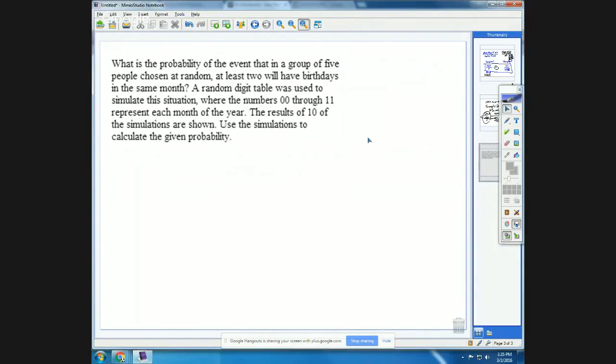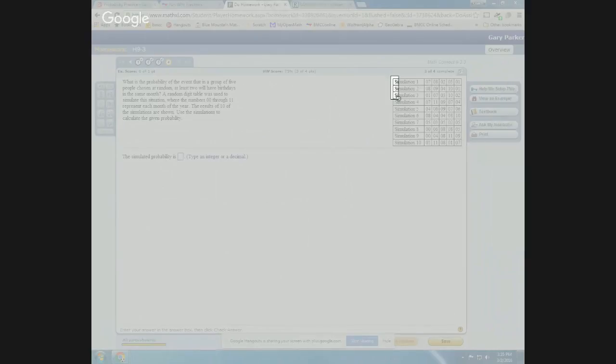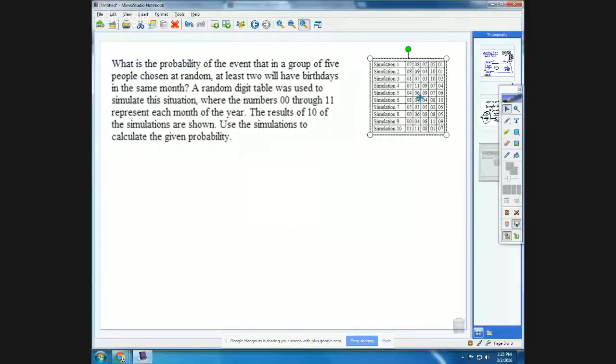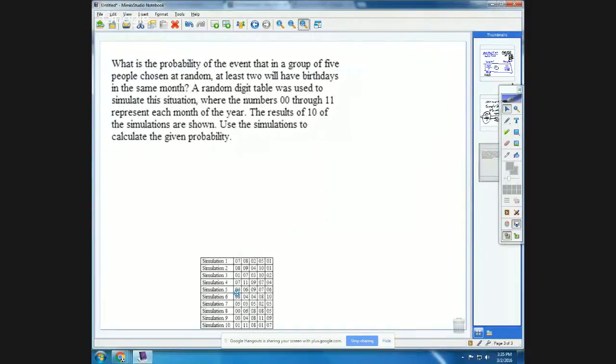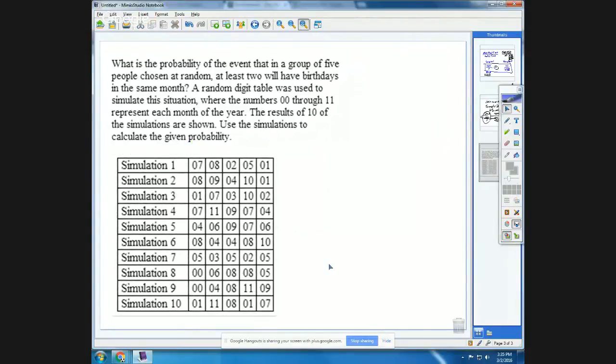And so a random digit table is used to simulate the situation where 0, January, through 11 represent the months. Okay. All right, so then they give us a table of randomly generated digits that's supposed to help us answer this. So let's steal my version. Yours might look different. Let me get it down here and blow it up. So let's just look at how to use the table to figure this out.